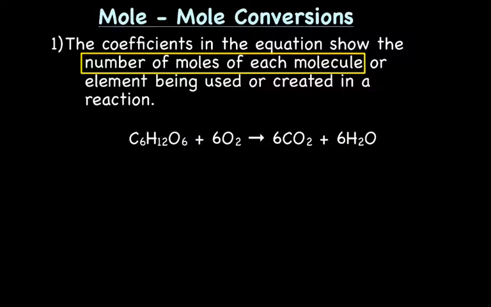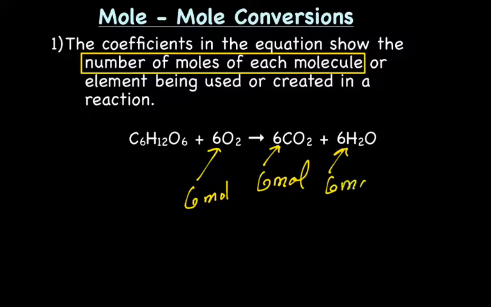So looking at this reaction here, where we have C6H12O6, which is glucose, with oxygen producing carbon dioxide and water. As a quick review, what kind of reaction is this? Combustion. Okay, so what these coefficients mean: this 6 here really means we have 6 moles of oxygen, 6 moles of carbon dioxide, and 6 moles of water.